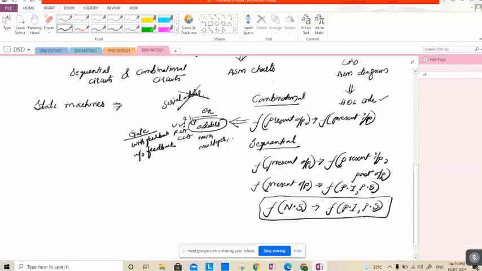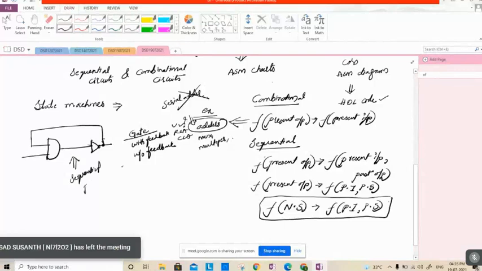Which one will be a combinational block, with feedback or without feedback? Without feedback. Right. Suppose a circuit is present in this way, having only an AND gate and an OR gate. Is it a combinational or sequential circuit? Sequential. Right, it is a sequential circuit only.